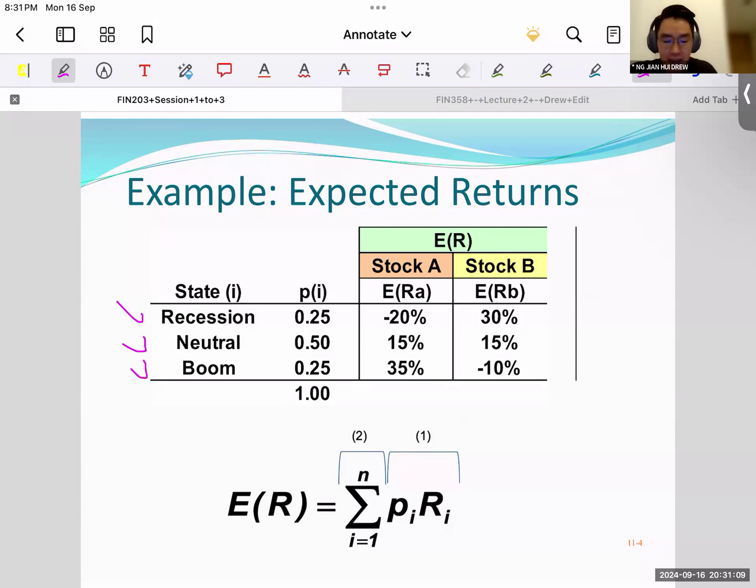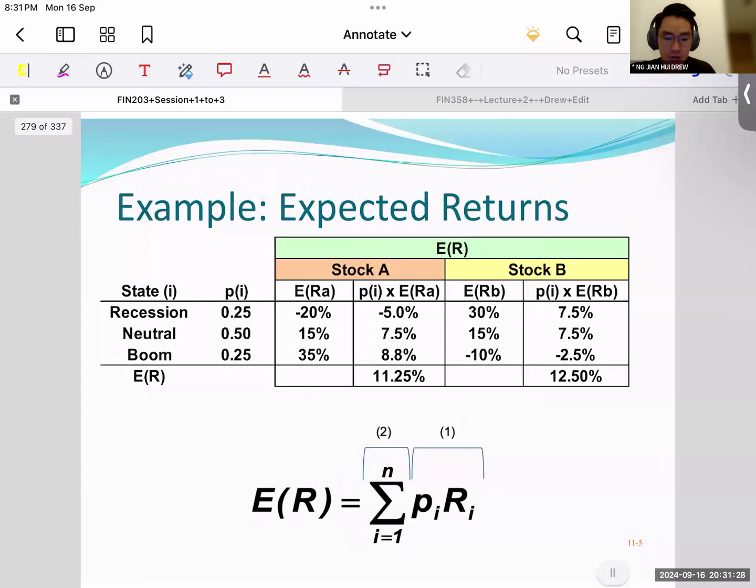And for each state, there's a probability involved. So recession is 0.25, neutral is 0.5, and boom is 0.25. And so we have the various stock returns here. And so what do we do? We just multiply them by the probability of them happening. The next slide shows you how you multiply the probability times the returns, and then after that you sum it up together, which gives you the expected return.